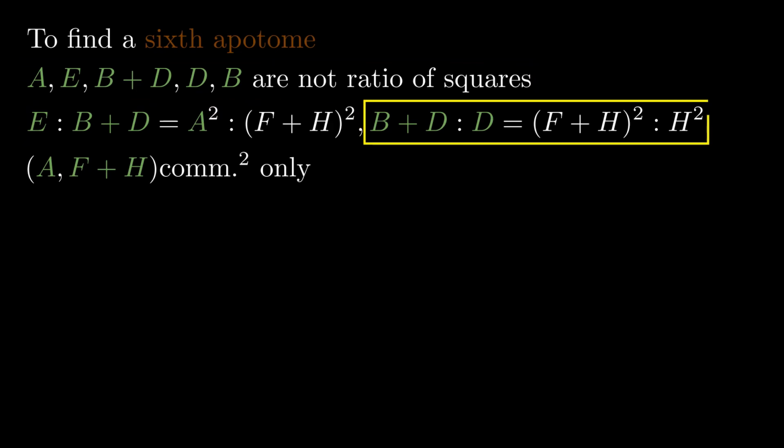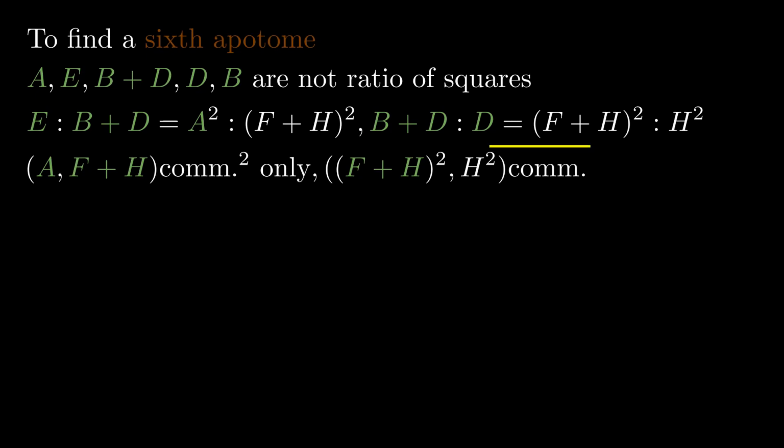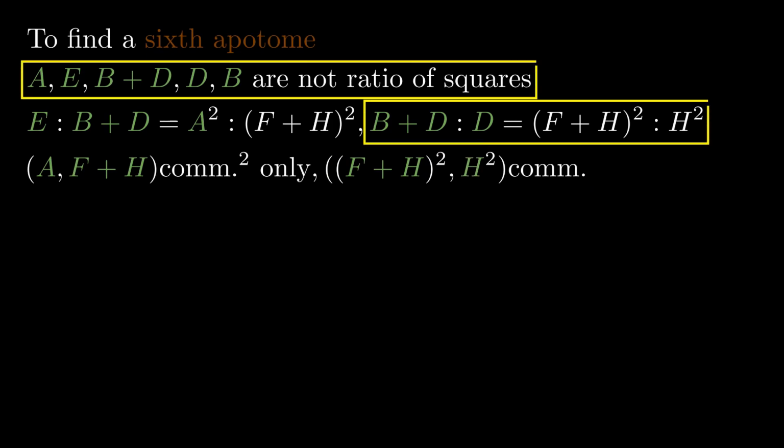Similarly, B plus D to D is a ratio of numbers, so F plus H squared to H squared is as well, and H squared and F plus H squared are commensurable. F plus H is rational, so F plus H squared, and H are rational. But B plus D to D is not a ratio of square numbers, so neither is F plus H squared to H squared, so H and F plus H are incommensurable.